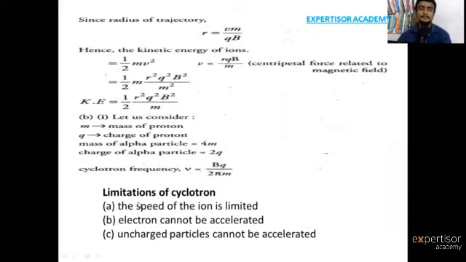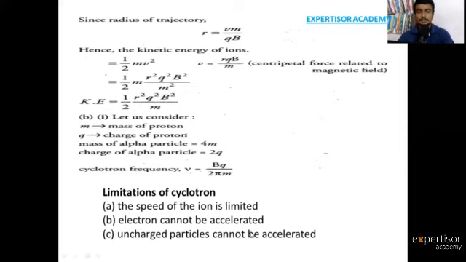and let us discuss the limitations of the cyclotron. First one, speed of ion is limited. Electron cannot be accelerated. So why can the electron not be accelerated? There is no change in speed of the electron, so that's why there is no acceleration. Uncharged particles cannot be accelerated.